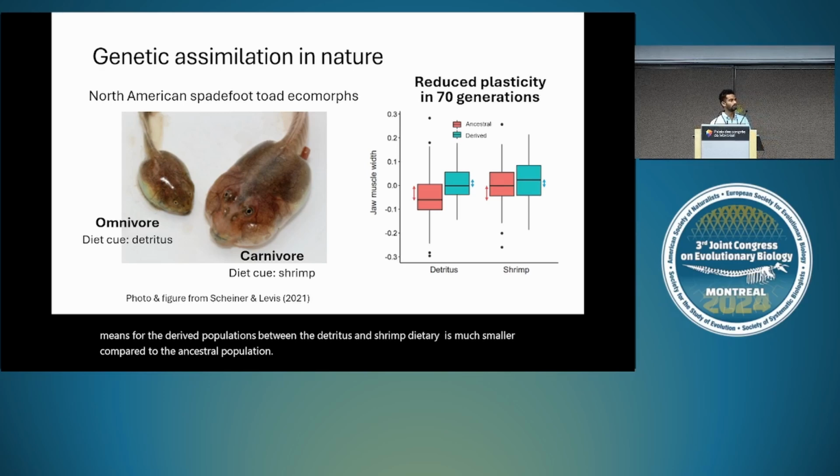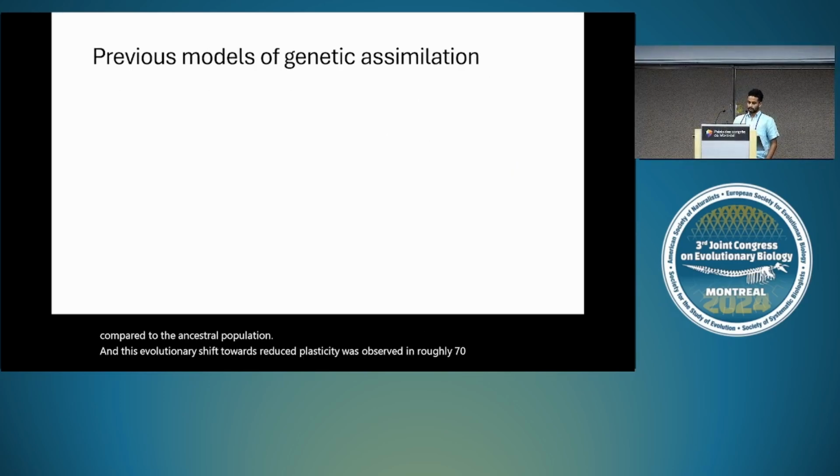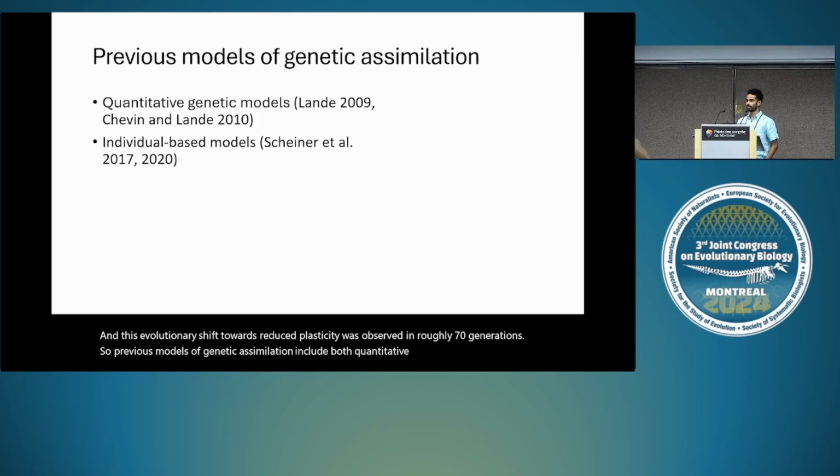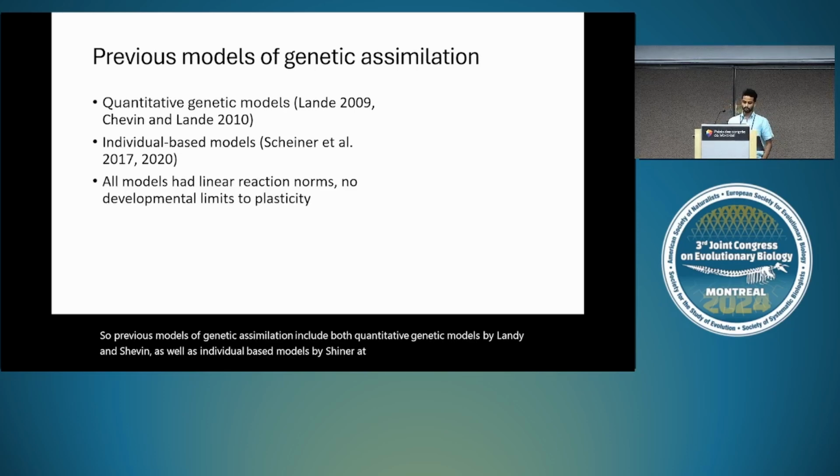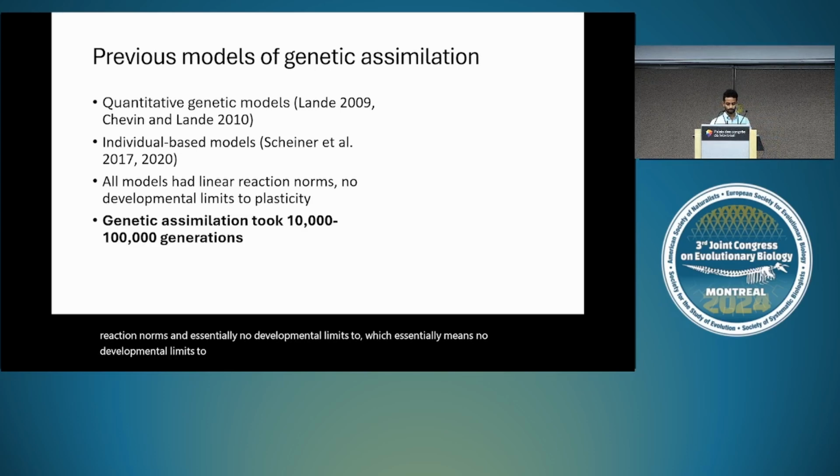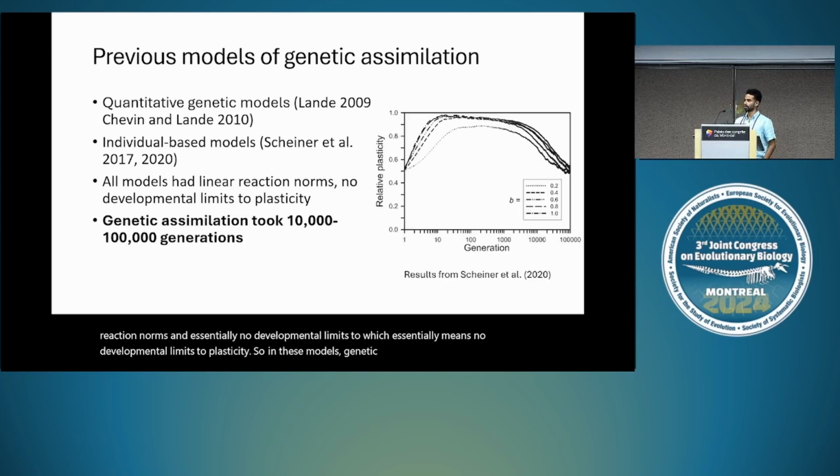And this evolutionary shift towards reduced plasticity was observed in roughly 70 generations. So previous models of genetic assimilation include both quantitative genetic models by Lande and Chevin, as well as individual-based models by Scheiner et al. And these all assumed linear reaction norms and essentially no developmental limits to plasticity. So in these models, genetic assimilation took between 10,000 to 100,000 generations, which is several orders of magnitude larger than what has been observed empirically.